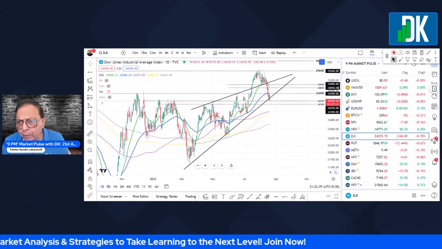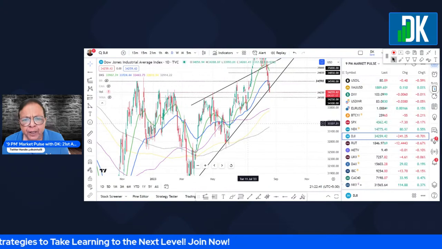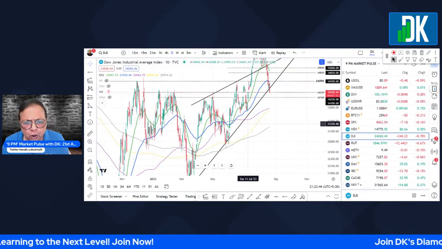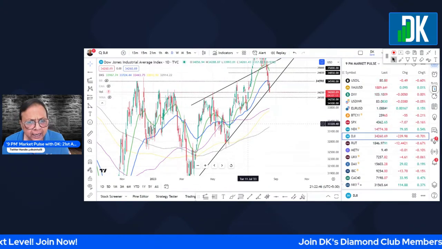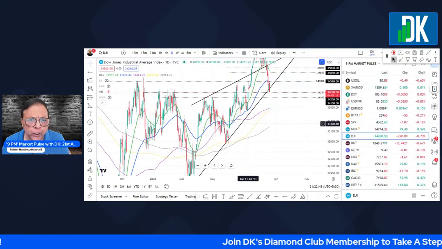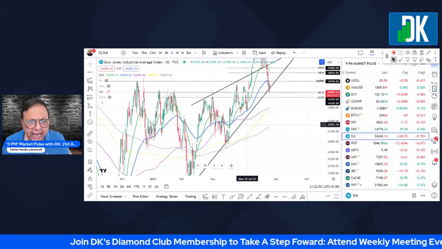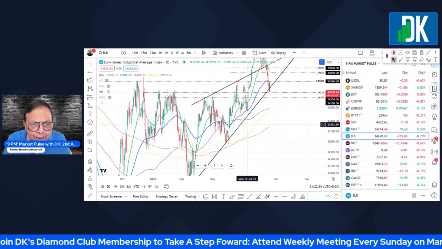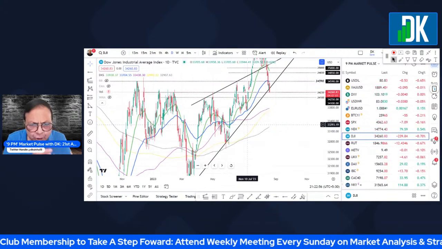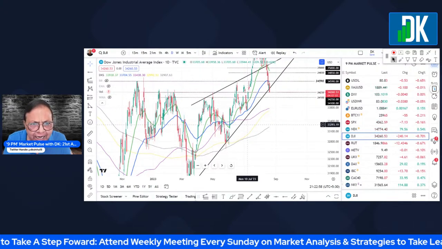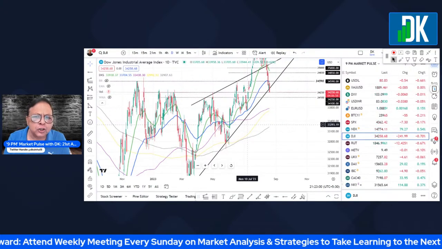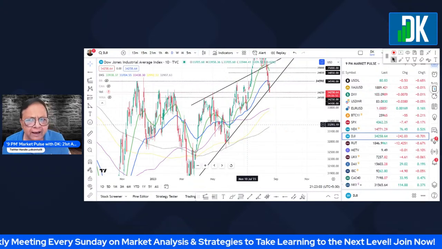Now, one more price action I would like to explain. There is a minor gap that exists on 11th of July. The gap was created on 11th of July 2023. So if you see, precisely the gap exists at 33,958, which means 33,958 is a very strong support in Dow Jones Industrial Average Index.